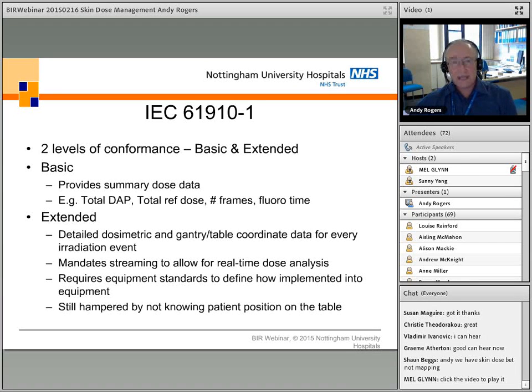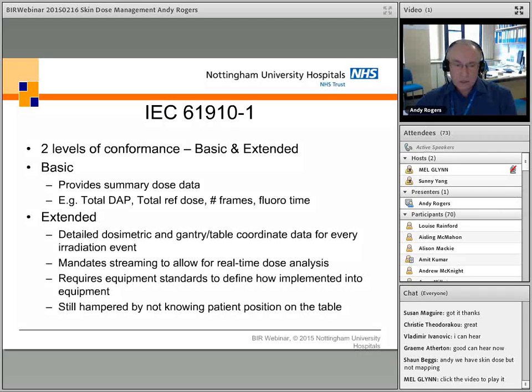And actually, the standard mandated streaming so that this information was pumped out to analyzers so that you can have a real-time dose map. And that is one way of approaching it. Obviously, the equipment manufacturers in the lab don't need to use this because they've got access to this equipment without necessarily going down the DICOM radiation dose structured report route.